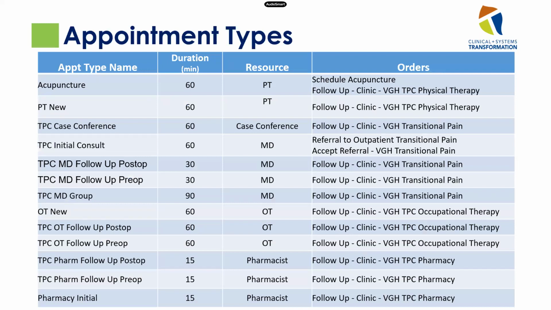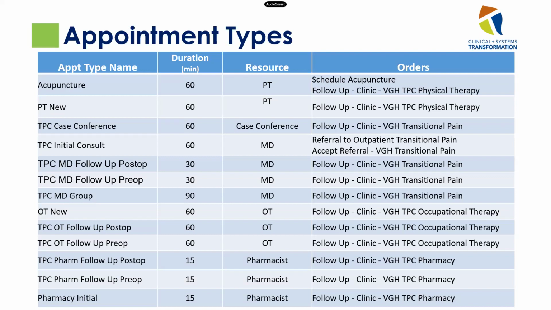So we have quite a few appointment types. So we're going to slowly walk our way through this and just tell me if nothing makes any sense. Okay. So we have the acupuncture. It's going to be 60 minutes. It's done by the PT. And it's going to be set up on the orders of schedule acupuncture and follow-up clinic.